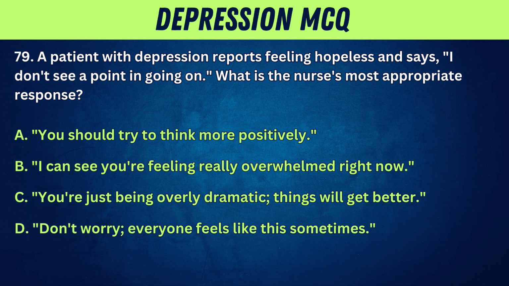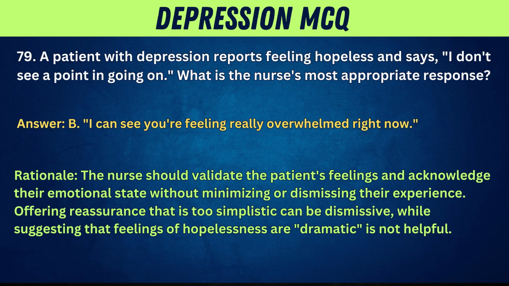A. You should try to think more positively. B. I can see you're feeling really overwhelmed right now. C. You're just being overly dramatic. Things will get better. D. Don't worry. Everyone feels like this sometimes. Answer: B. I can see you're feeling really overwhelmed right now.